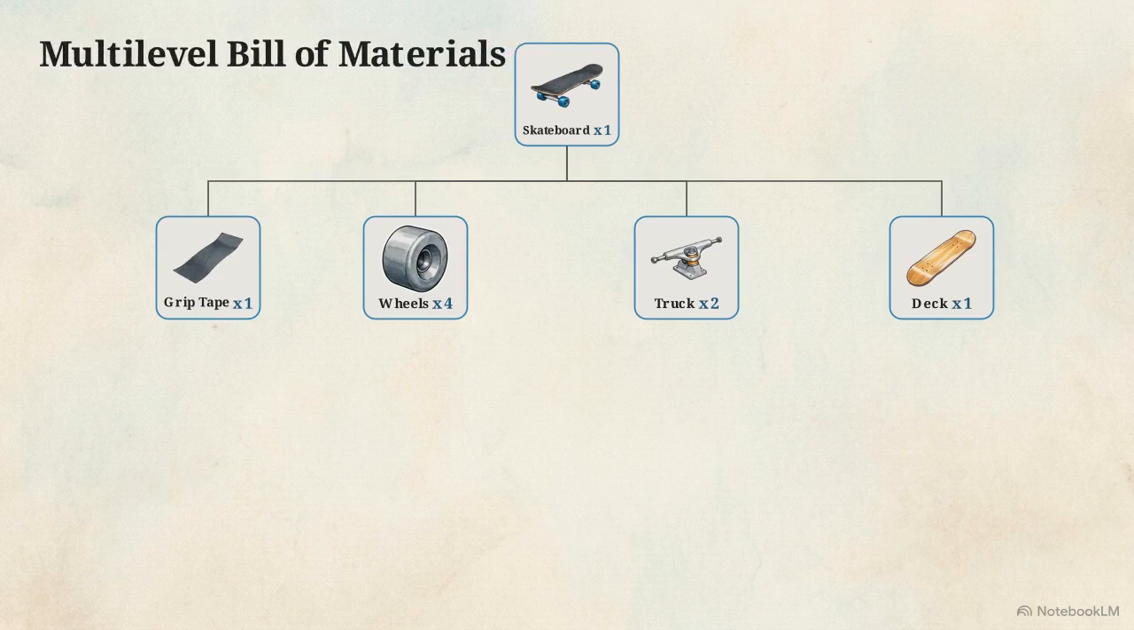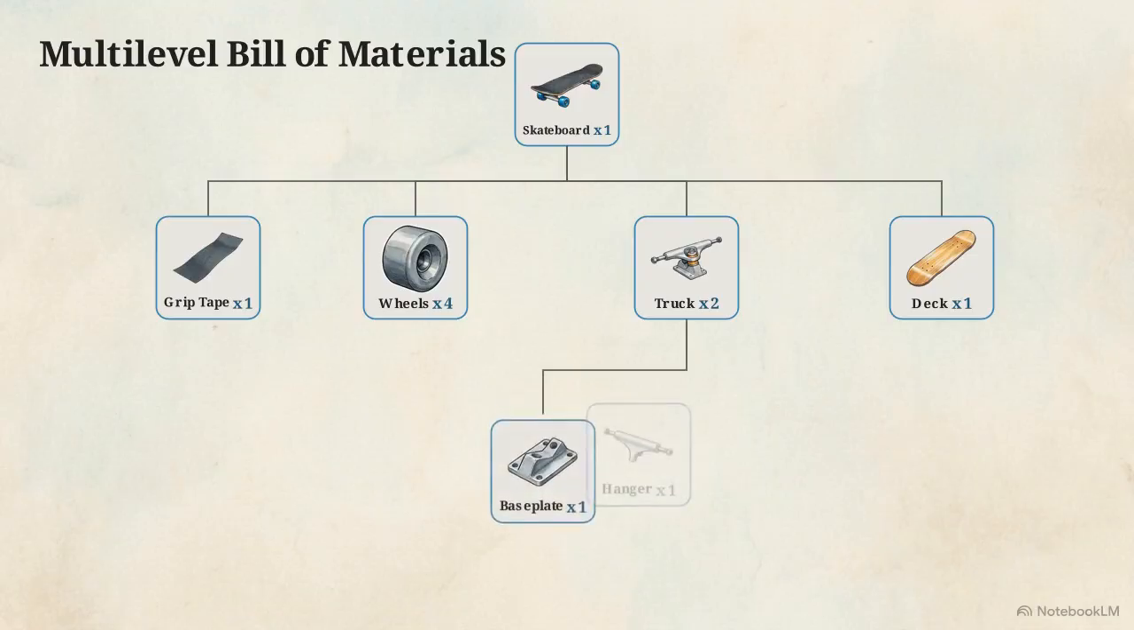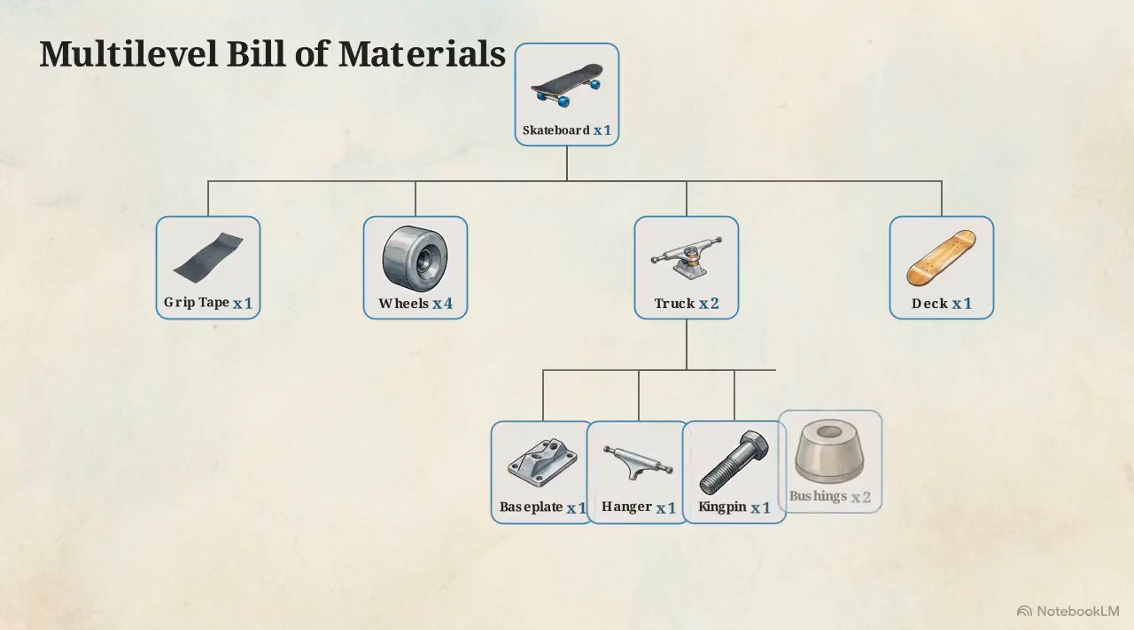It cascades downward into a family tree, showing how parts are logically grouped together. It breaks that truck down into a base plate, a hanger, a kingpin, and rubber bushings, reaching all the way down to the final purchased parts.